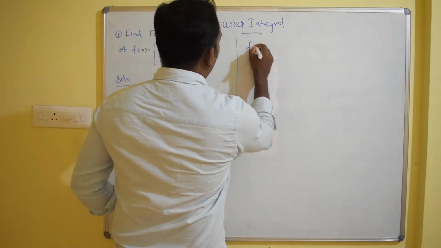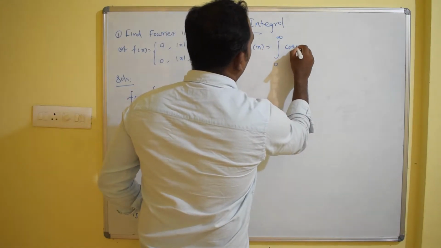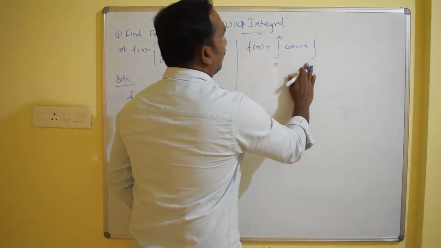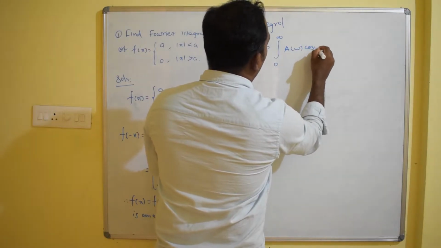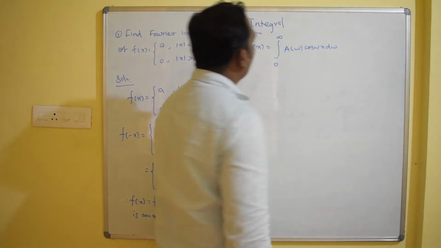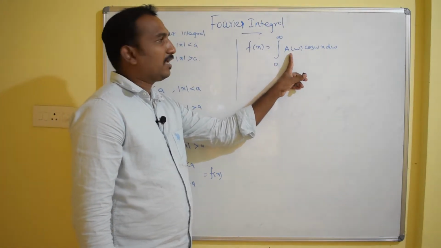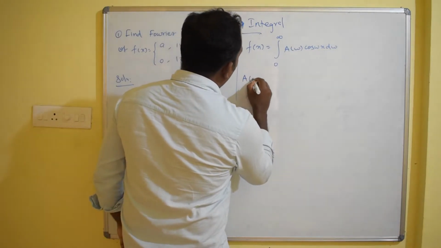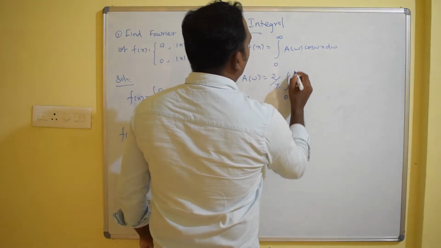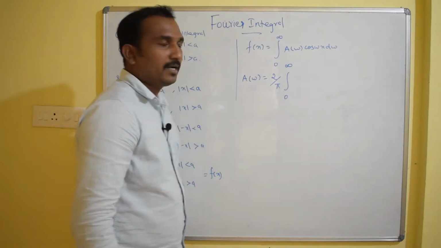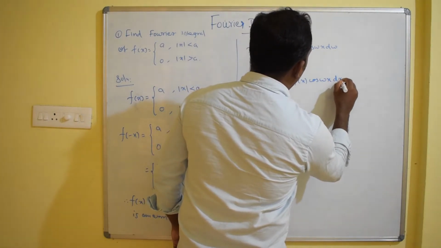So we all know that f of x is equal to the integral from 0 to infinity of a of omega into cos omega x into d omega. This is the Fourier cosine integral formula, and we need to write what a of omega is, where a of omega is equal to 2 by pi times the integral from 0 to infinity of f of x cos omega x dx.